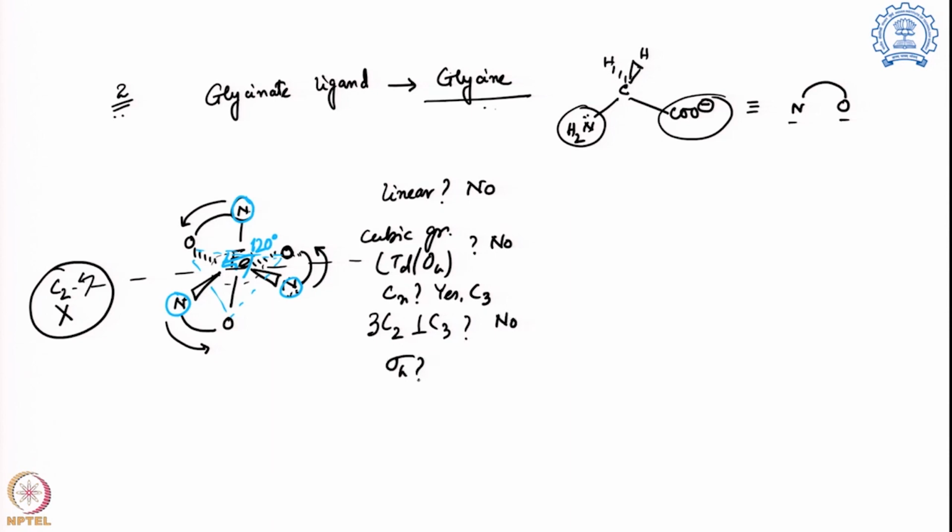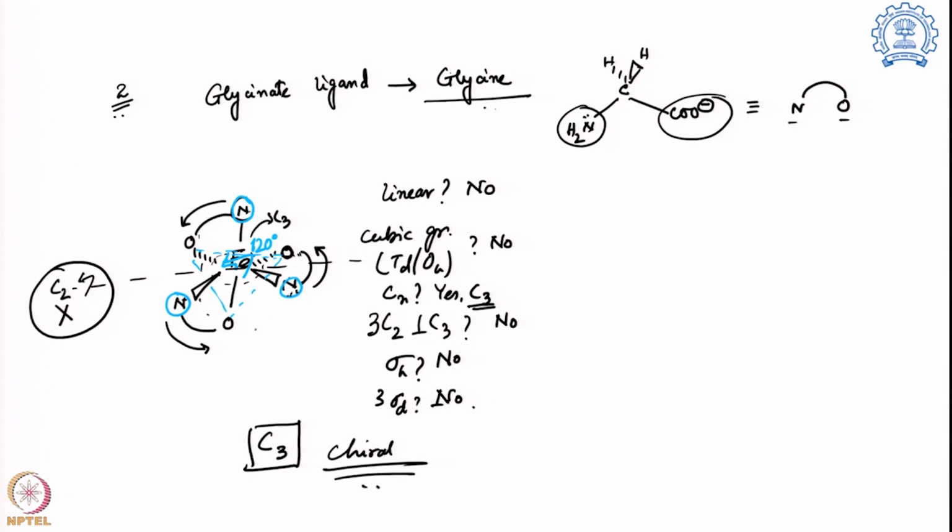Sigma H, which should be perpendicular to the plane of rotation, I also do not see it, and 3 sigma V's, sigma D's, that we also cannot see. So, with respect to that, this molecule only has C3, nothing else. So, this belongs to the point group C3. If you have a C3 molecule, it is going to be chiral, and that is why this molecule will be one of the enantiomers.